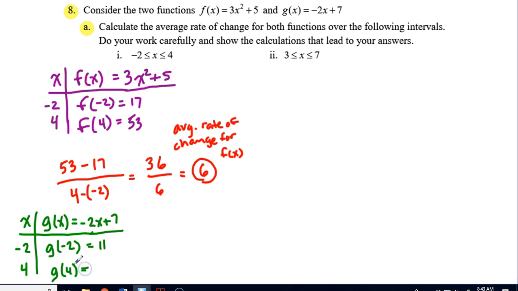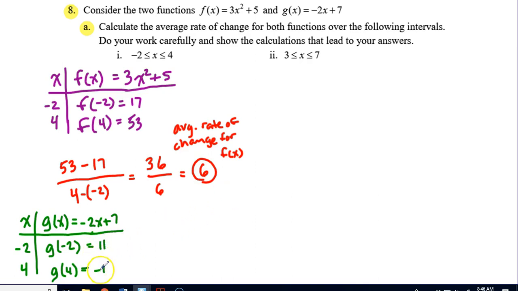Now I want to find what's the y value when x is 4. -2 times 4 is -8. -8 plus 7, -1. All right, at this point we have the information we need to find the average rate of change of the g function because we have how much the y and x change.